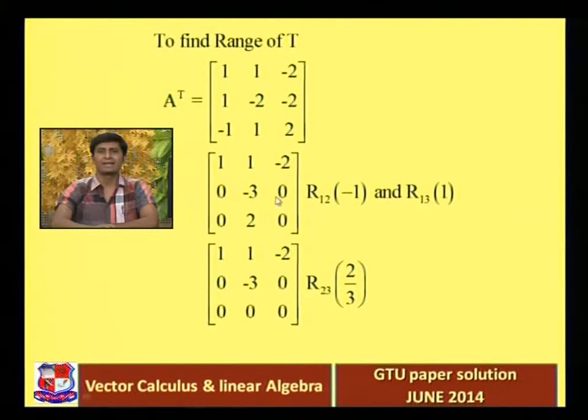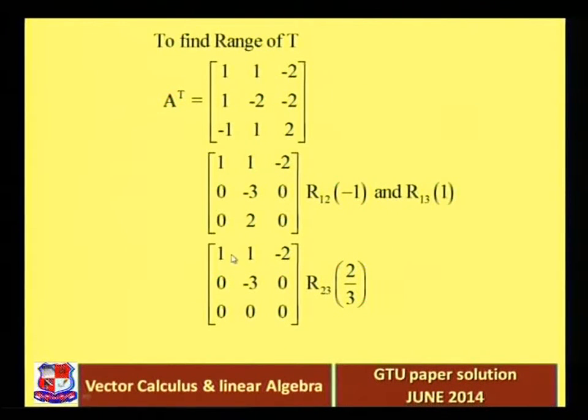You can see this second and third row are both linearly dependent now. Okay, because 0 minus 3 0, 0 2 0. Now when you multiply 2 by 3 of the second row and add it into the third row, it becomes a 0 row. So 1 1 minus 2, 0 minus 3 0, 0 0 0.